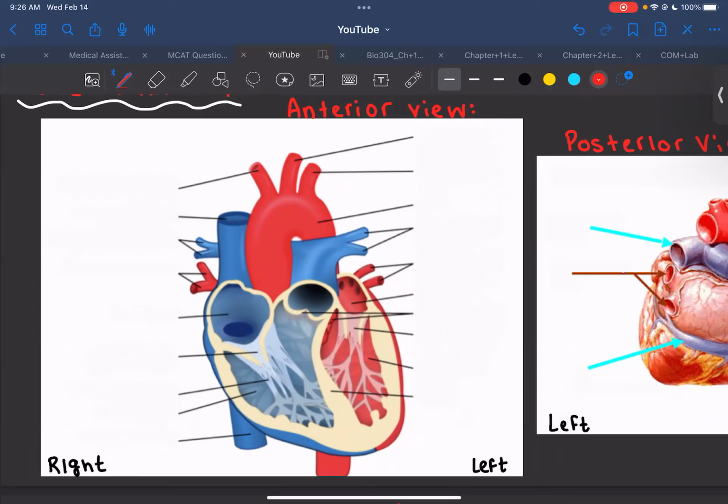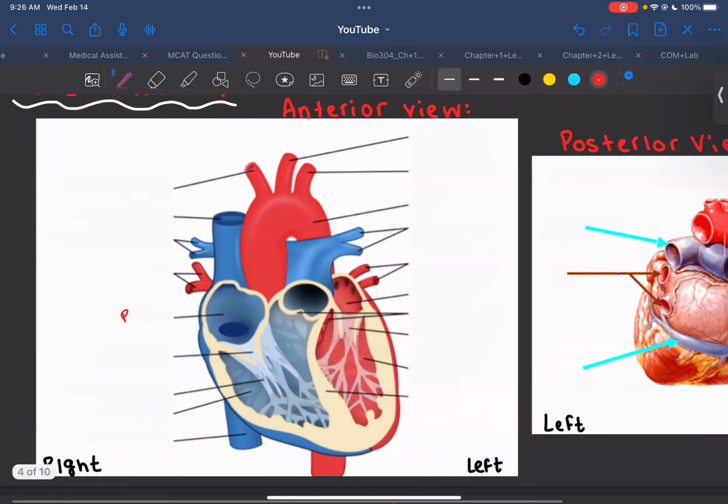So let's start up in this area right here. Like I said, the heart is divided into 4 different chambers. I also wanted to note that this is the right side of the body and this is the left side of the body. Our 4 chambers are going to be, this is the first one, which is the right atrium.